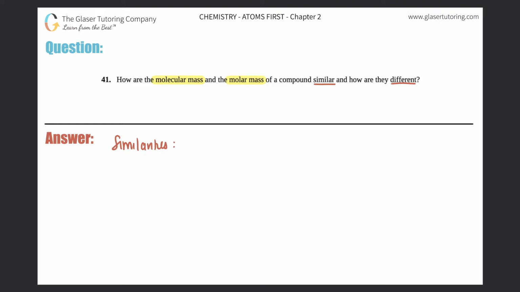between a molecular mass and the molar mass is literally the word mass. So what does that mean? That technically, between them, it will be the same numerical value. So the same numerical value for a molecular mass and a molar mass of a certain compound or element, it would both have the same number.